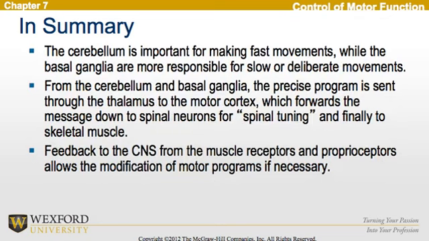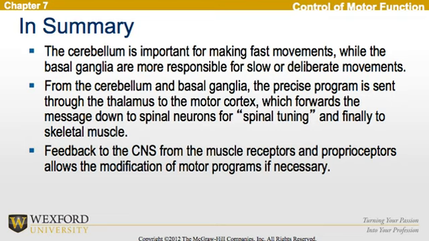the thalamus to the motor cortex, which forwards the message down the spinal neurons for spinal tuning, and finally to the skeletal muscles. Following that, we have feedback to the central nervous system from muscle receptors and proprioceptors that allows the modification of motor programs if necessary.